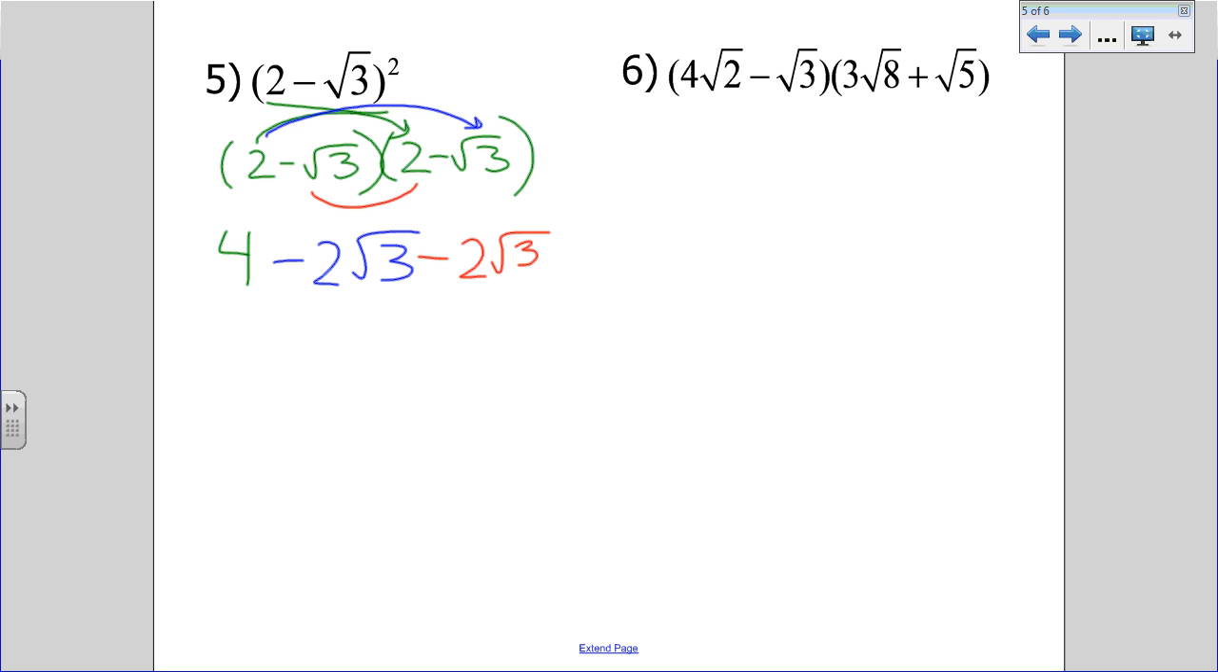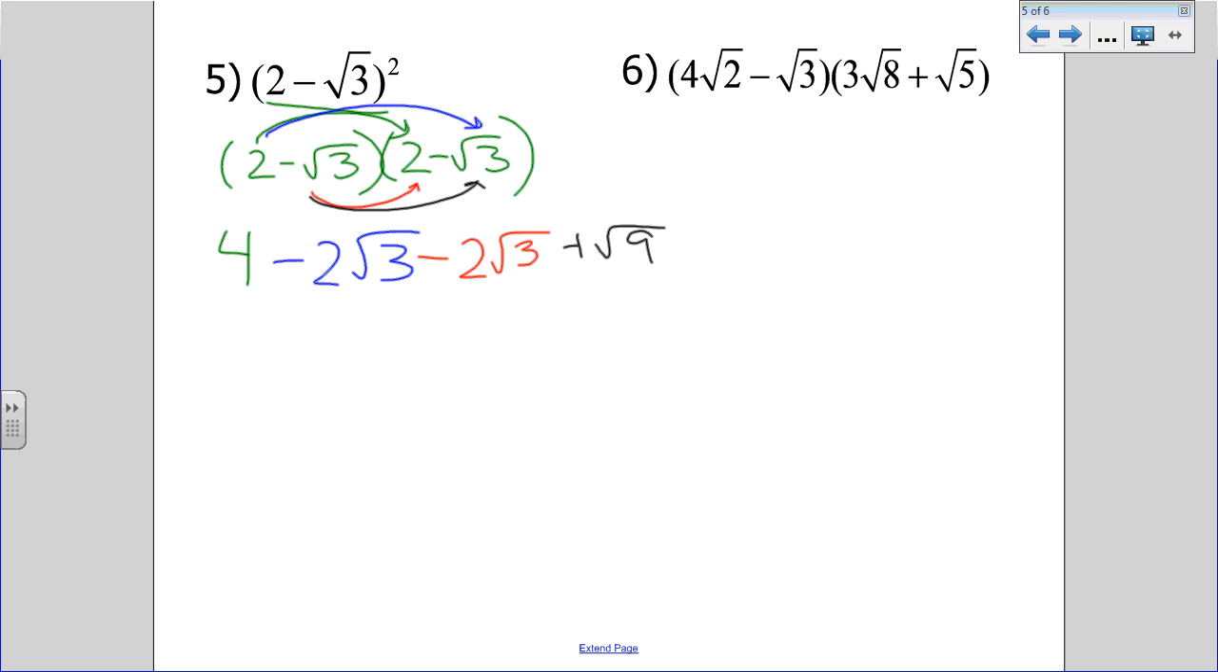I'm just distributing. How did you learn how to distribute in Algebra 1? Isn't that what I'm doing first? Outside, inside, class? Okay. Now I have to do a negative square root of 3 times a negative square root of 3. So what's a negative times a negative? Positive. And what's 3 times 3? 9.